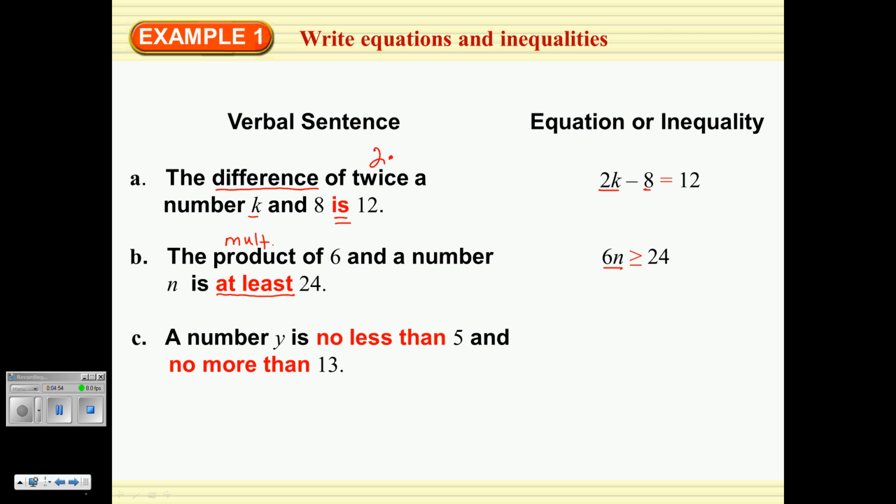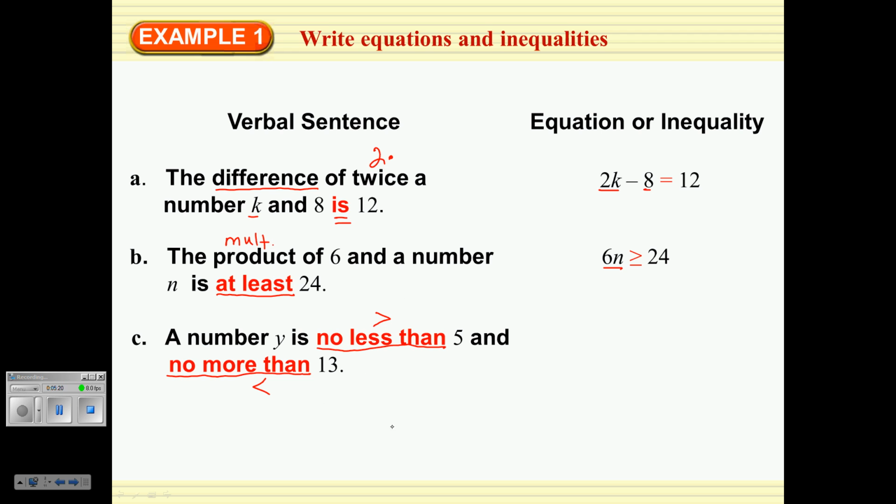Okay? And C. A number y is, this is a toughie. A number y is no less than 5. So it can't be less than 5. If it's not less than, it has to be greater than 5. And no more than 13. So in other words, it has to be greater than 5, but less than 13.